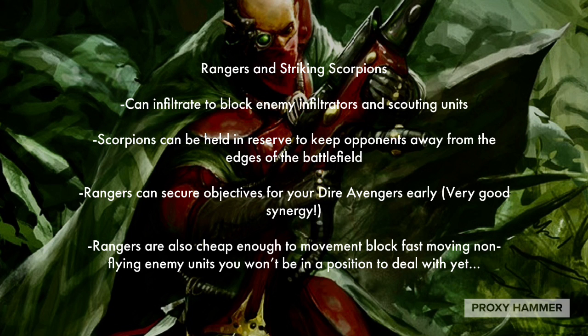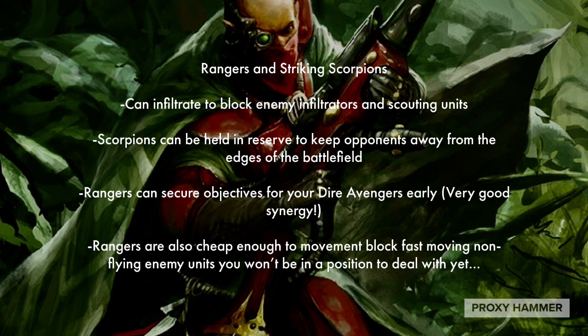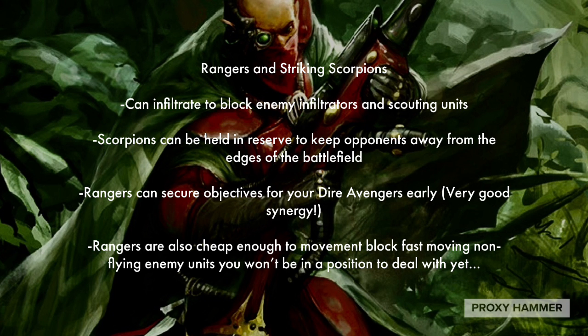Scorpions can also be held in reserve to keep opponents away from the edges of the battlefield. Again, what is the weakness of control-based lists? Lists with a lot of D cannons, Night Spinners in the back, providing control. Well, it's getting around the flanks, being fast, and getting behind your enemy, right? If your opponent can throw a lot of stuff in your face all at once, control armies tend to fall apart. So the best way to prevent this is to use Scorpions as kind of a deterrent, saying, yes, you can use the sides of the boards, but you're going to get charged if you do. So beware of that. Also, Rangers can secure objectives for your Dire Avengers early, which is very good synergy.